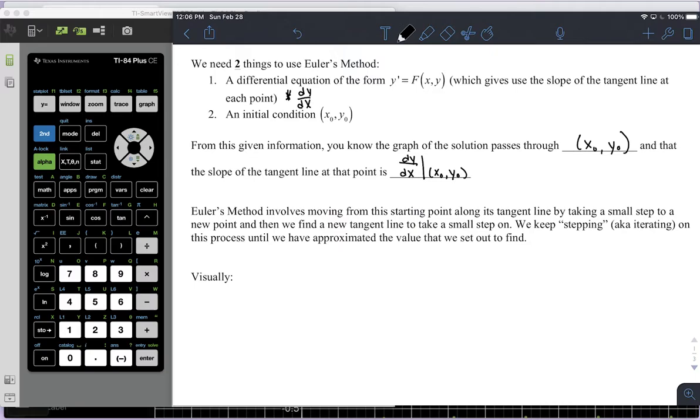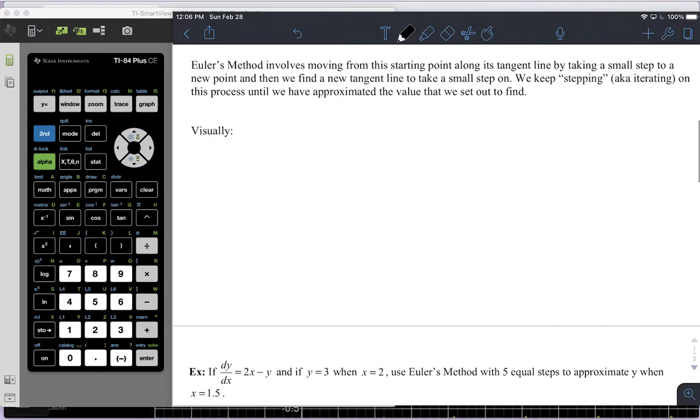Say we know that the curve passes through 1, 2. We might not care what happens at 1.1, but we might care what happens at 1.5, so we might have to take multiple steps to get there. So visually, what's happening, say we have a curve going on.